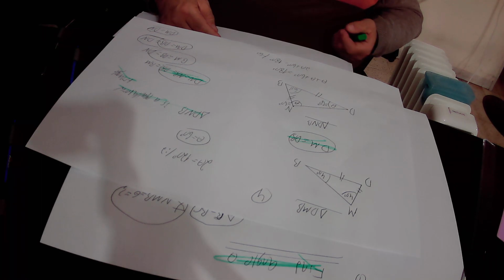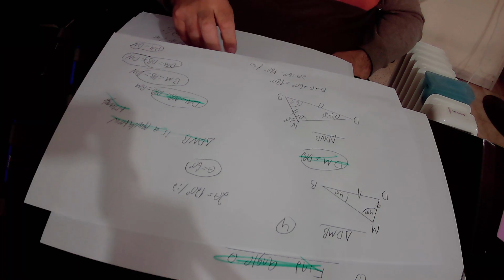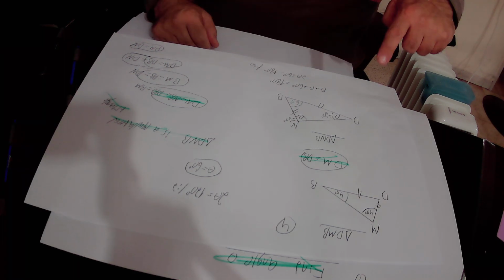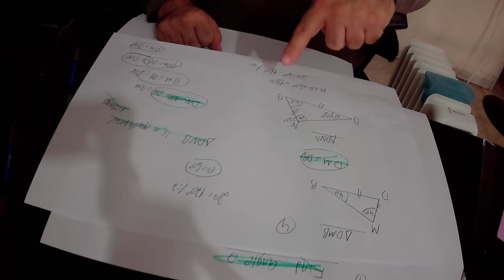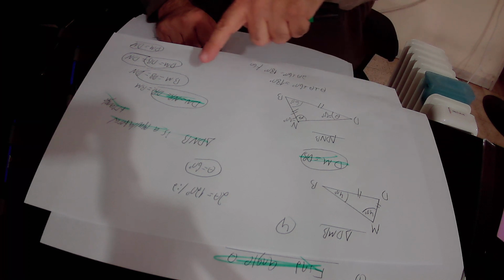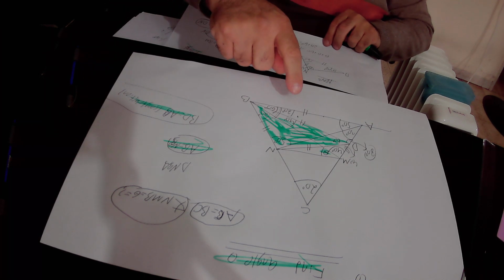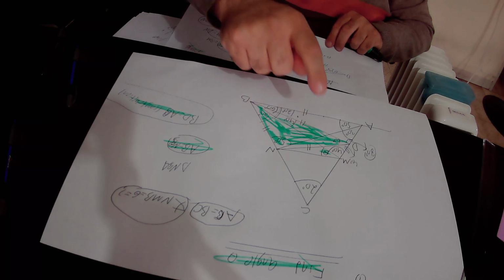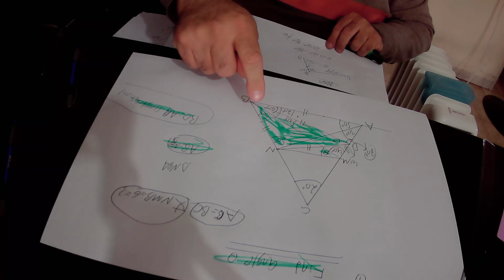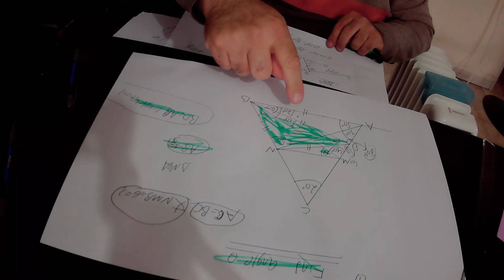From the fact that triangle DNB is an equilateral triangle, we conclude that all of its sides are equal to each other. That is to say, DN equals NB equals BD.